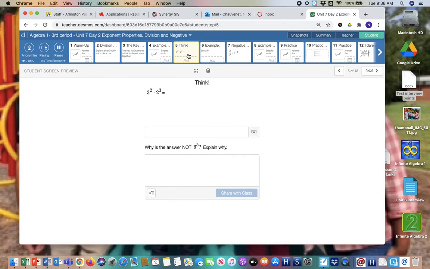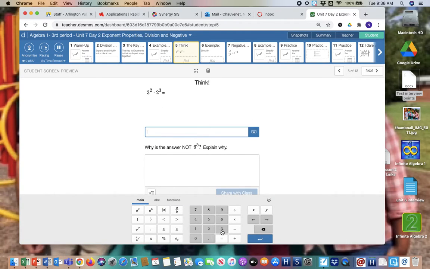Okay, so let's go through and think about a few things here in terms of what we know. So 3 to the second times 2 to the third. Like, what is that, right? Okay, so let's go down here and we can type this in, right? So 3 squared times 2 to the third, 72.